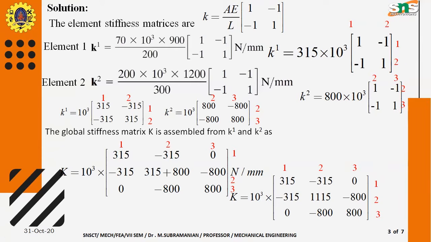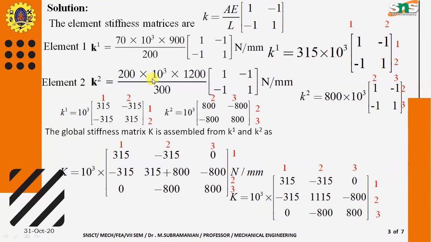Next we calculate the stiffness matrix K2 for element 2. The formula for this K2 is A2 E2 divided by L2 times 1, minus 1, minus 1, 1. Substituting all those values: Young's modulus for element 2 is 200 into 10 power 3. Area of element 2 is 1200 mm square. Then the length of element 2 is 300 mm.